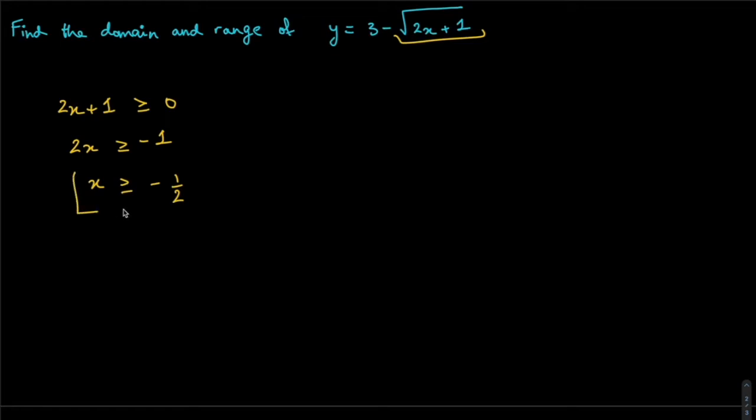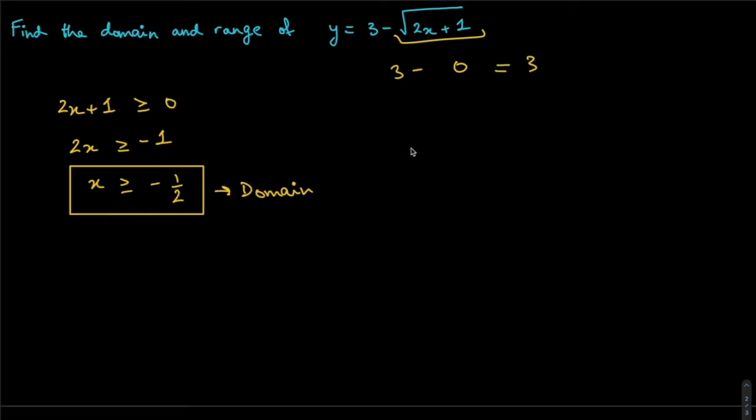That's my domain. Now, what's going to be my range? That's going to be the tricky part here. So now I have found the smallest possible value. The smallest possible value that the square root can take is 0, so 3 minus 0 is 3. I can start with that. Now I know this is going to increase and increase.